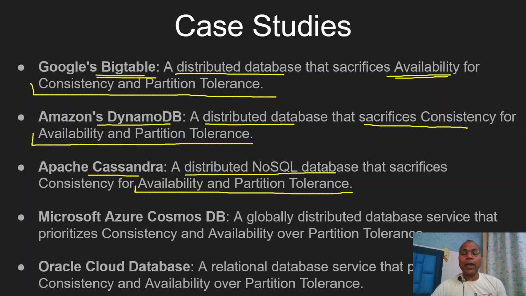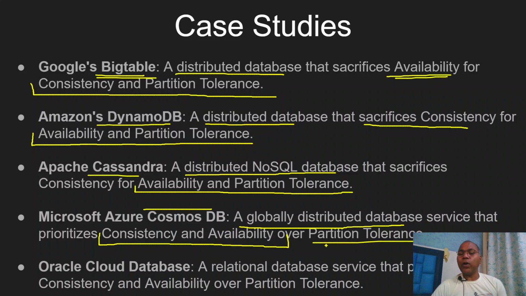If we talk about Microsoft Cosmos DB, this is a globally distributed database service, and they have prioritized consistency and availability over partition tolerance. You can say, hey, Cosmos DB is consistent and highly available.